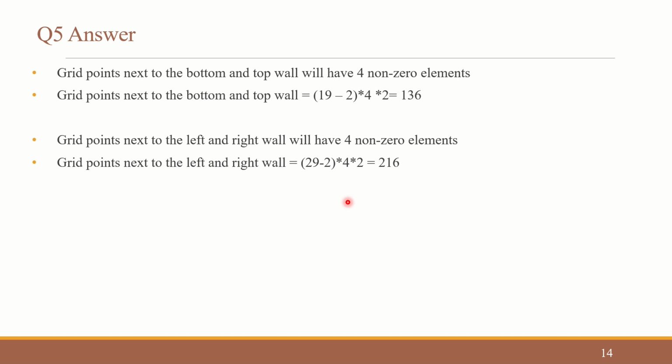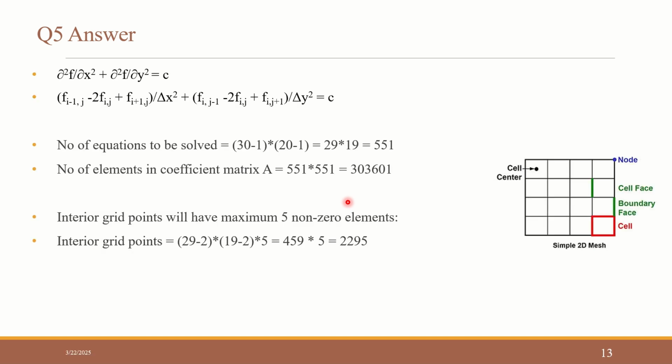So we have covered bottom wall, top wall, left wall, right wall and interior points. What are we left with? We are left with the corner node points 1, 2, 3 and 4. These grid points will have how many non-zero elements? It will have 1, same point, 2 and 3. 1, 2 and 3. We will exclude 1 and 2 here. These two will go in the boundary. So we have 1, 2 and 3.